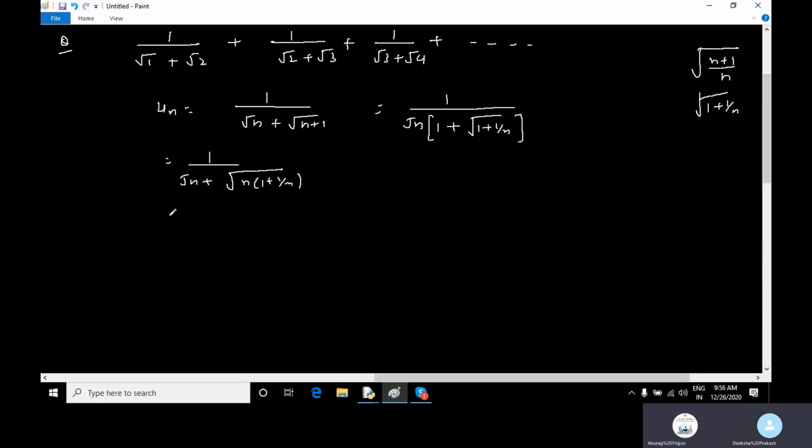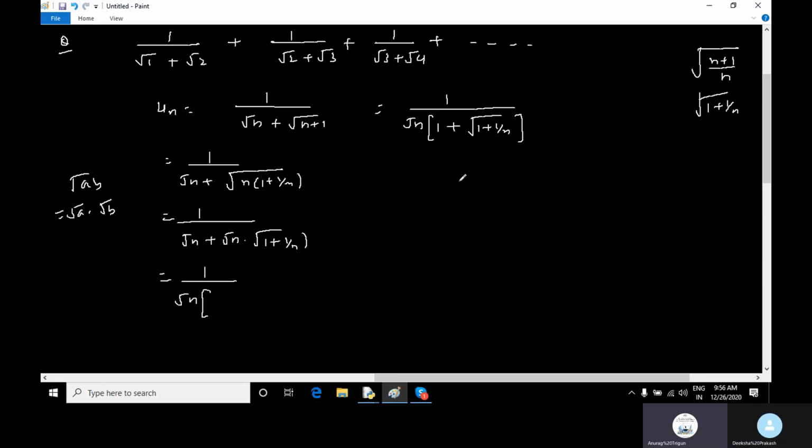So 1 by root n plus, like root of a into b is root a into root b, so root n into root of 1 plus 1 by n, I can write. Like root a, root b, I take an example. Same here I did. Now you can take root of n outside here, so we'll get the same thing: 1 plus 1 by n. Now here, this is un.